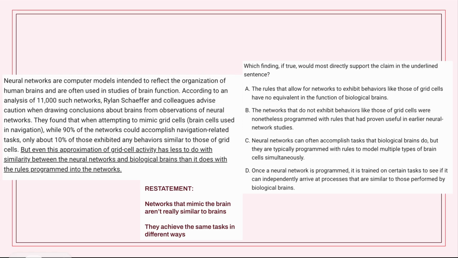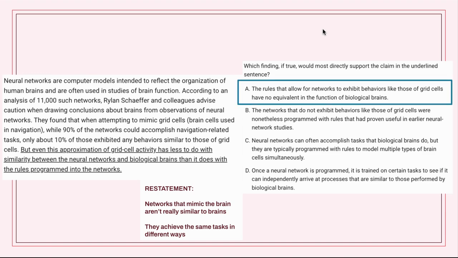So we can't always make assumptions about the brain just by looking at the networks, because the rules they use achieve the same goal but are not the same rules that the brain uses. But at least they get to the same task, okay? So they achieve the same tasks in different ways with different rules. So which finding, if true, would most directly support the claim in the underlying sentence? Why don't you take a second to see which one best proves our restatement.